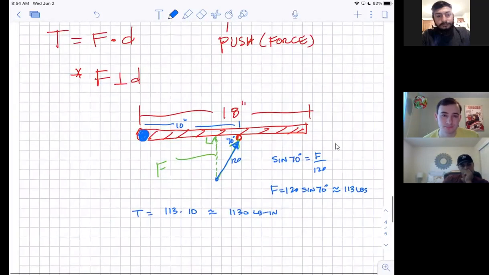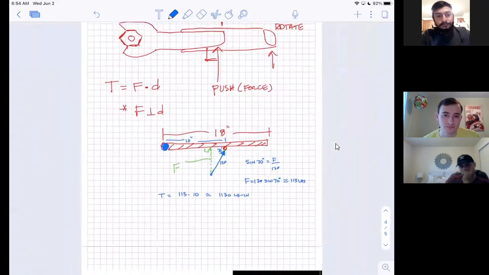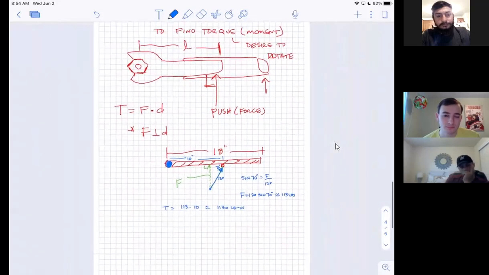So this is something that's of great interest. If I'm turning a steering wheel, it's hard. Anything that involves trying to turn something, grabbing the nozzle on the outside of your house to turn the faucet on and so forth, anything you want to turn involves torque. And basically torque is the measurement of how much desire there is to rotate.